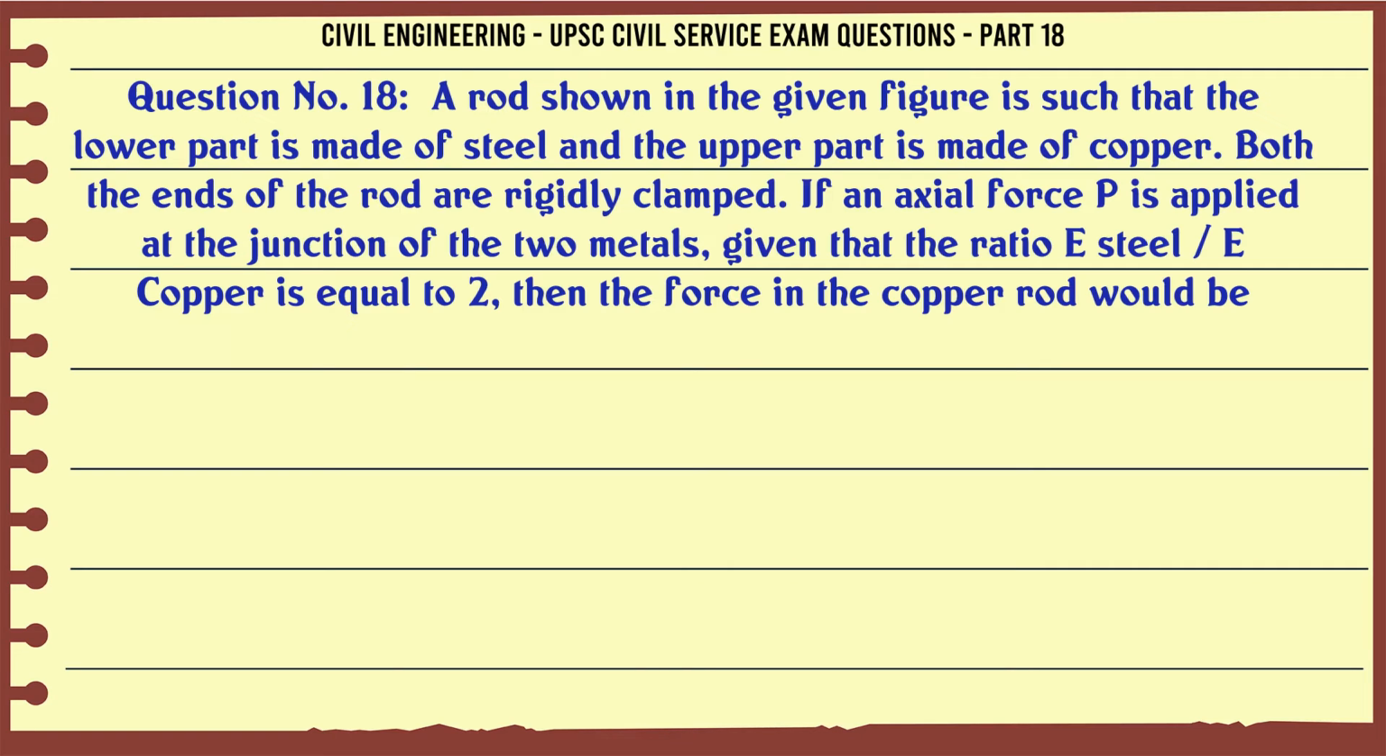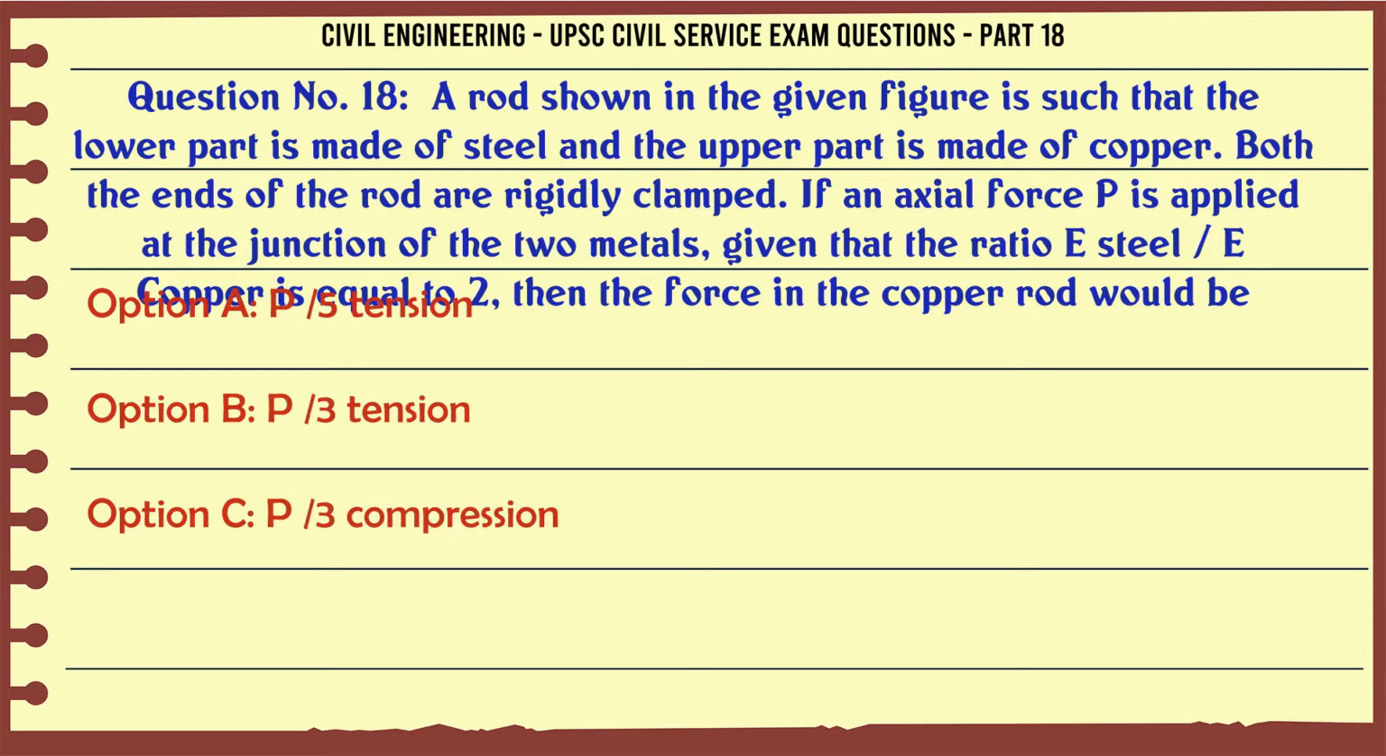A rod shown in the given figure is such that the lower part is made of steel and the upper part is made of copper. Both the ends of the rod are rigidly clamped. If an axial force P is applied at the junction of the two metals, given that the ratio E steel / E copper is equal to 2, then the force in the copper rod would be: A. P/5 tension, B.